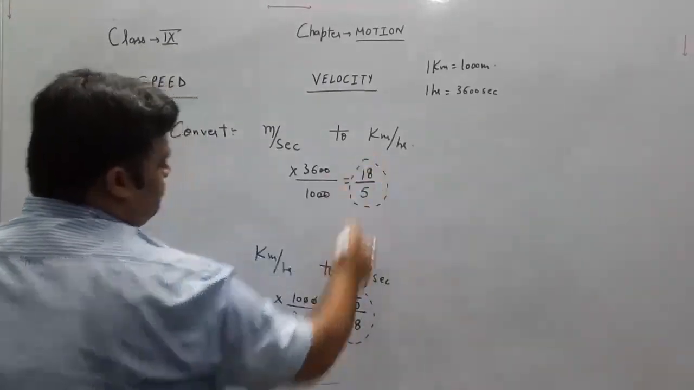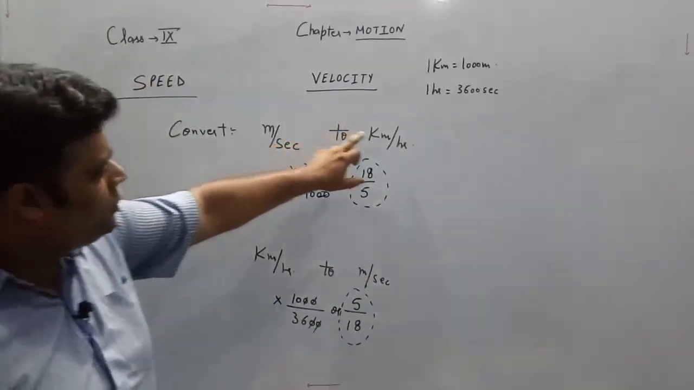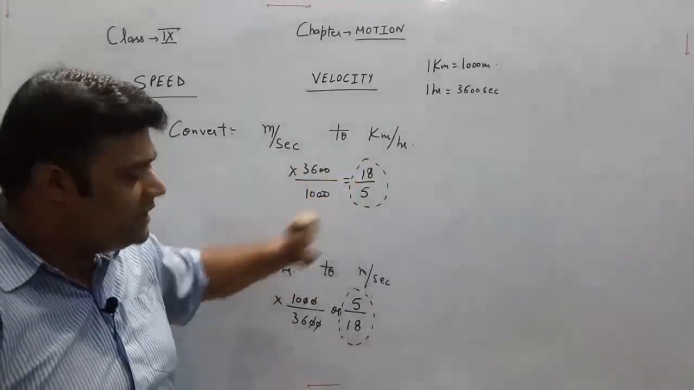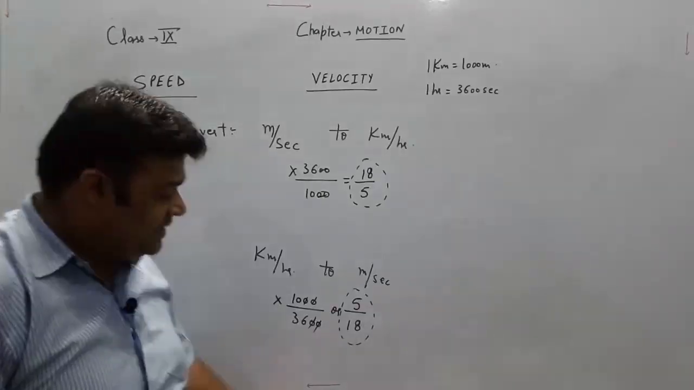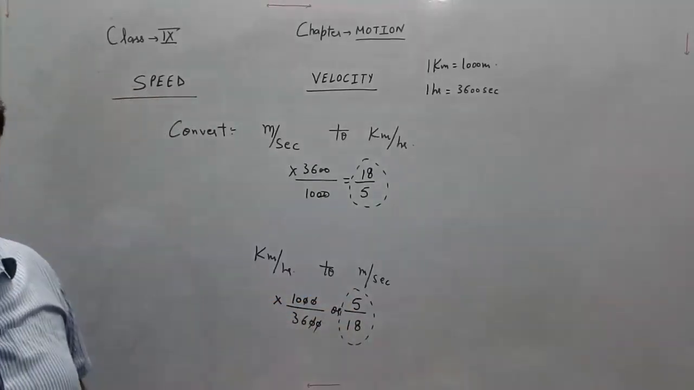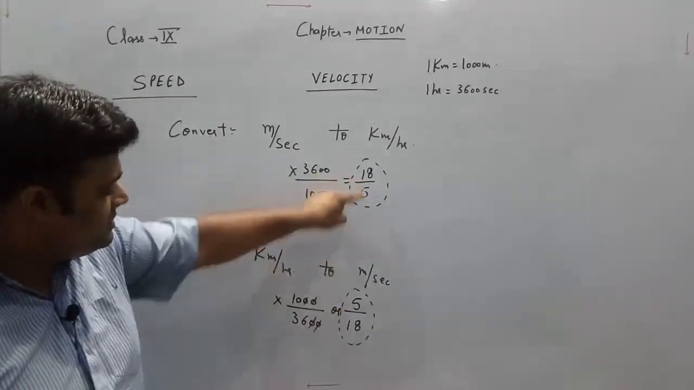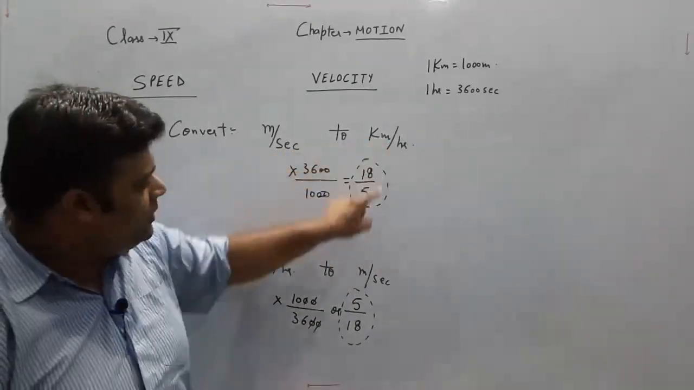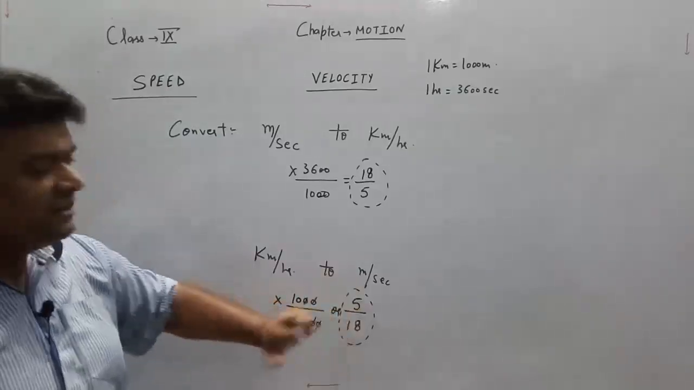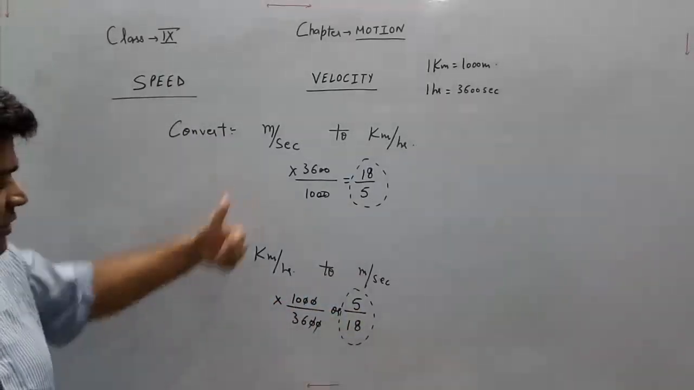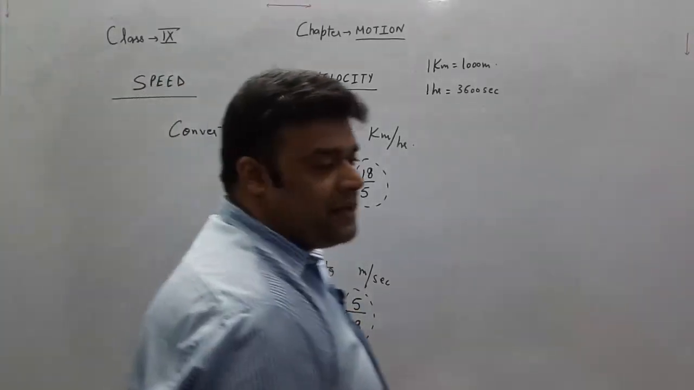So to convert meter per second to kilometer per hour, we multiply by 18 upon 5, and to convert kilometer per hour to meter per second, we multiply by 5 upon 18. We can remember these two: meter per second to kilometer per hour, 18 upon 5; kilometer per hour to meter per second, 5 upon 18. We will use these two conversions in numericals.